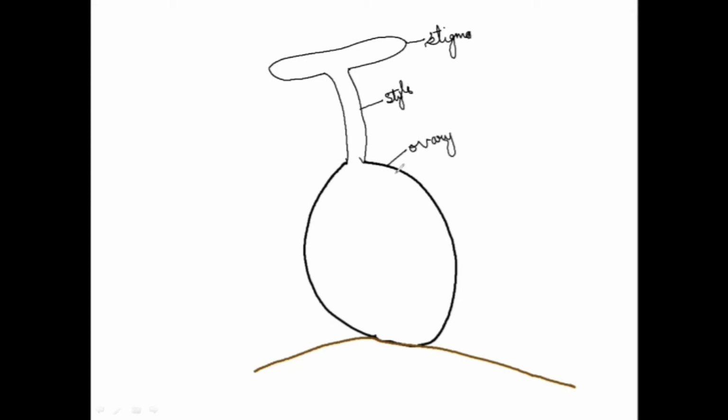Now remember, this thickened part, or the outer layer of the ovary, is known as the ovary wall. Clear? And this is the thalamus. This ovary is present on the thalamus. Now remember one point which is important for exams. When fertilization is done, the ovary will convert into fruit.